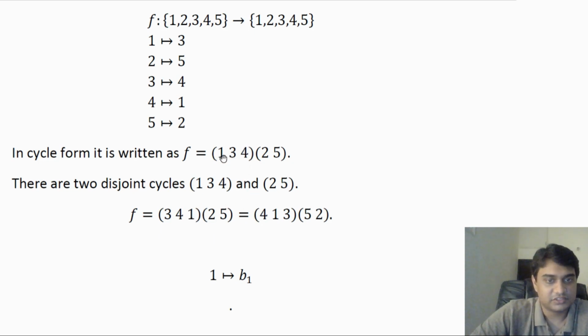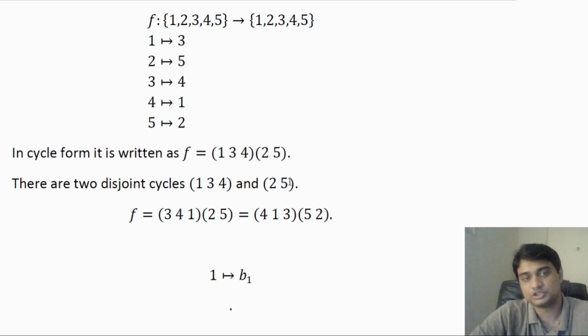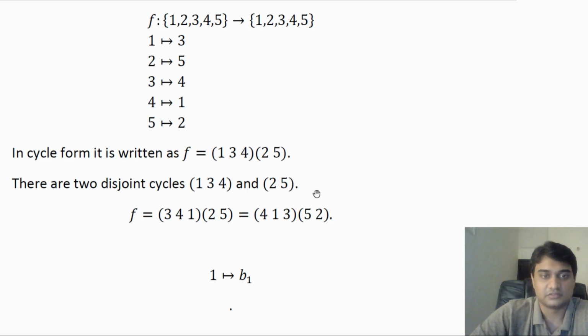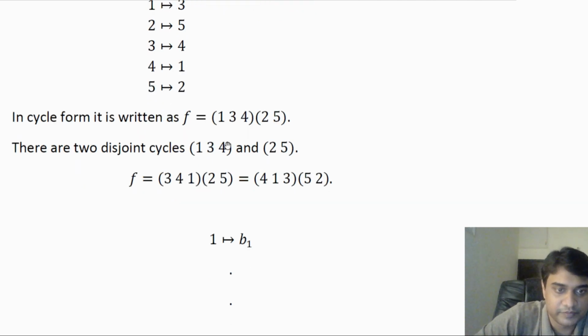So this function f has two disjoint cycles, 1, 3, 4 and 2, 5. And I am saying disjoint because none of the cycles have the same elements in them. They have all different elements. So these are disjoint cycles. So function f we can write as (1 3 4)(2 5), and (2 5) we can also write as (5 2).